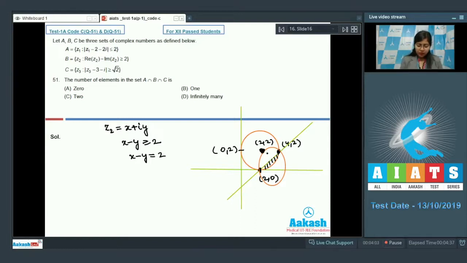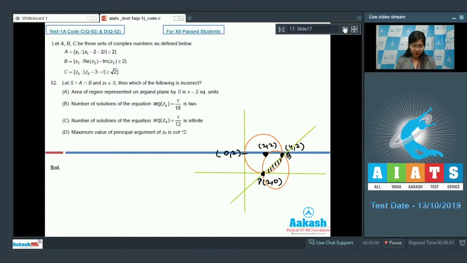So the graph is something like this, let's say, where this is the center (2, 2), okay? So now Z3 is the area lying outside this circle. So if we talk about A intersection B intersection C, then we are not getting any area, just the points P and Q, right? So we are getting only 2 points, so number of elements is 2, so correct answer is option number C. So this is our curve here.